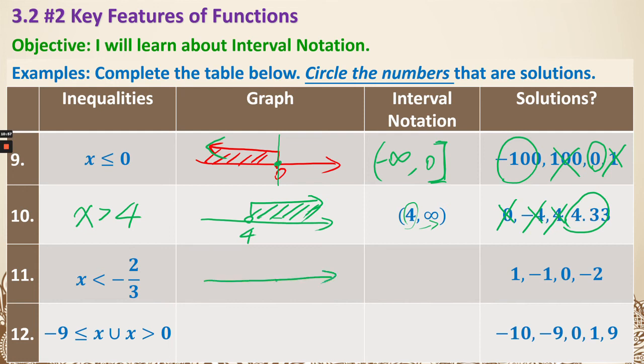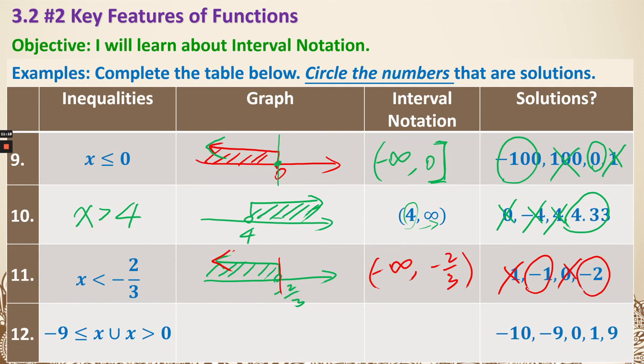Next, x less than negative 2/3, so pointing to the left, shade everything. My interval notation will start at an arrow, so negative infinity, stops at negative 2/3, both are parentheses. 1 is not in there, negative 1 is in there, 0 is not in there, but negative 2 is in there.